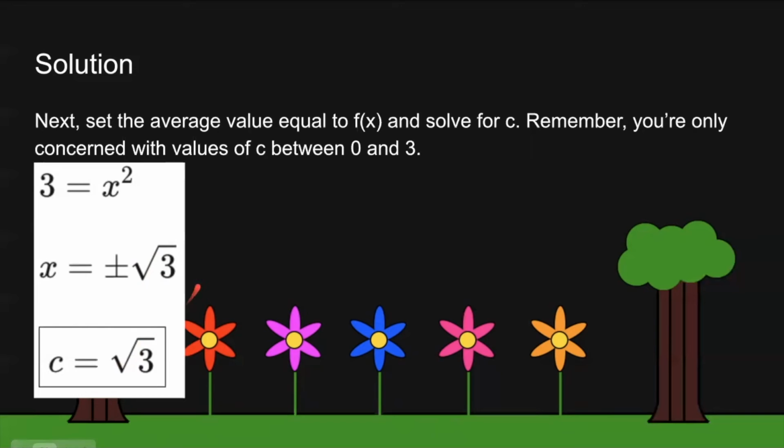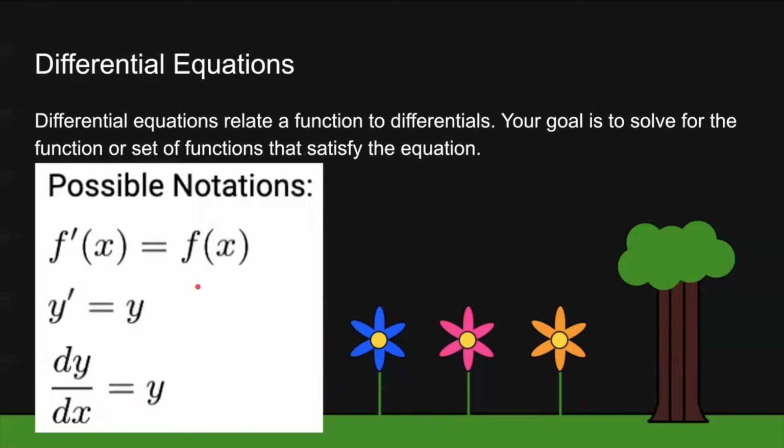So now we're done. And now we're moving into differential equations. So differential equations relate a function to differentials. So your goal is to solve for the function or the set of functions that satisfy the equation. So here are some possible notations, and they all mean the same thing. So f prime of x is equal to f of x. That means what function is equal to its own derivative.